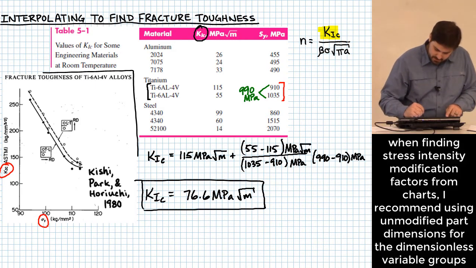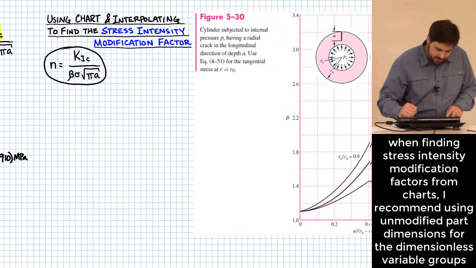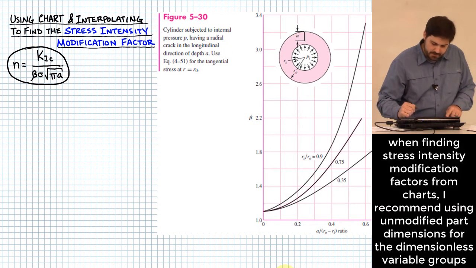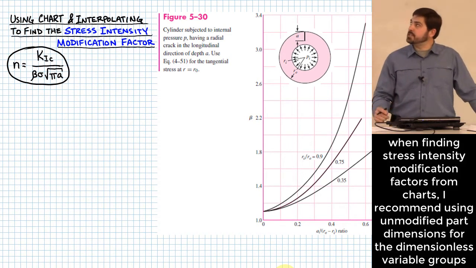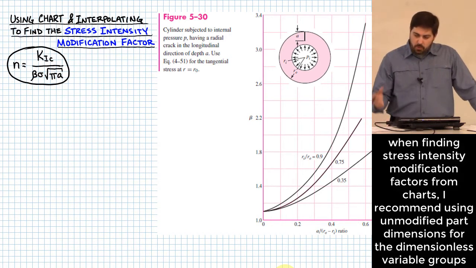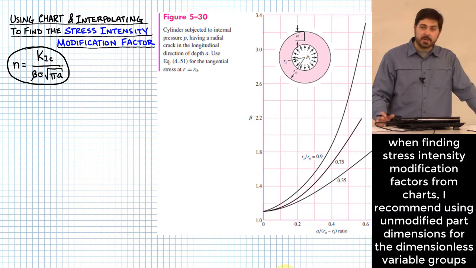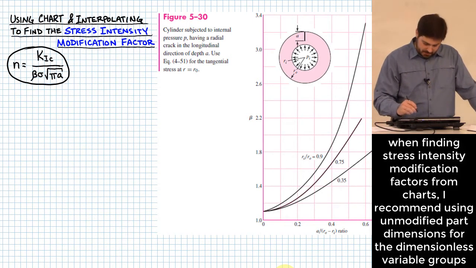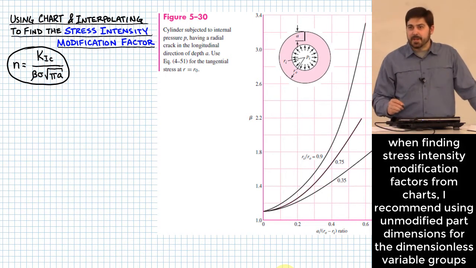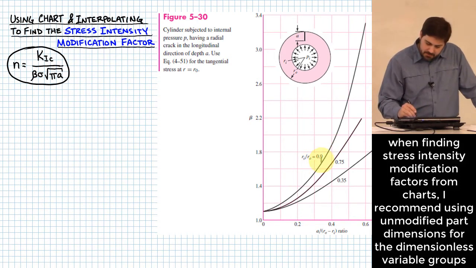You might be surprised or you might not. There's another chart, figure 530, where we can figure out the stress intensity modification factor, beta. This one feels a little bit like a stress concentration factor. It's not a stress concentration factor, but it kind of feels like one. So what we need to do is figure out these dimensionless groups that I've got available over here. For instance, each of these curves is defined by an Ri over Ro.